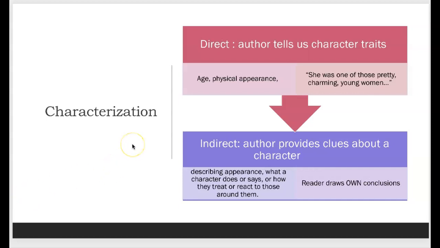Characterization is really, really important with short stories. There are 2 types. The direct characterization, where the author tells us specific character traits, like she's 23 years old, she has brown hair, she has no teeth, or whatever. We are told something specifically about the character. In contrast to indirect characterization, where the author provides clues about the character through description about what the character looks like, what a character does or says, how they treat or react to those around them. And based on those descriptions, we can infer and draw our own conclusions. We can interpret the character in the way that we read the character.